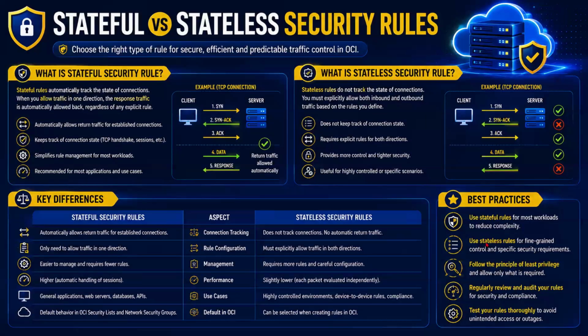and you can use the stateless rules in case you want to define fine-grained control and you have a specific requirement to check the connection at each level. So always follow the principle of least privilege and allow only what is required. You should not be allowing the entire IP range, like the CIDR 0.0.0.0/0. So that's the CIDR for the entire IP range. We should not be allowing that.